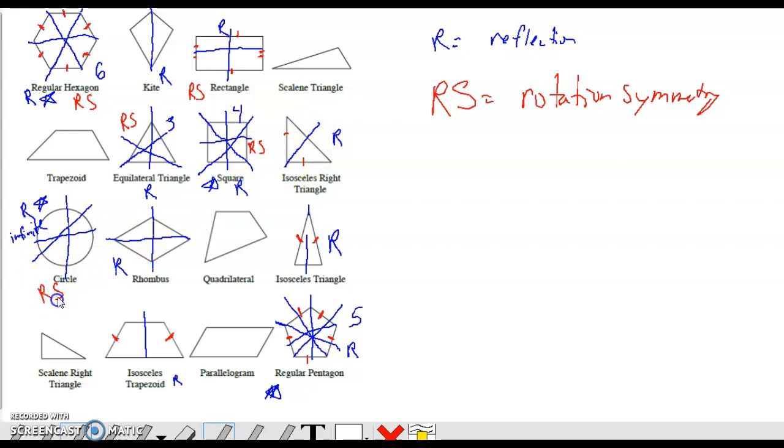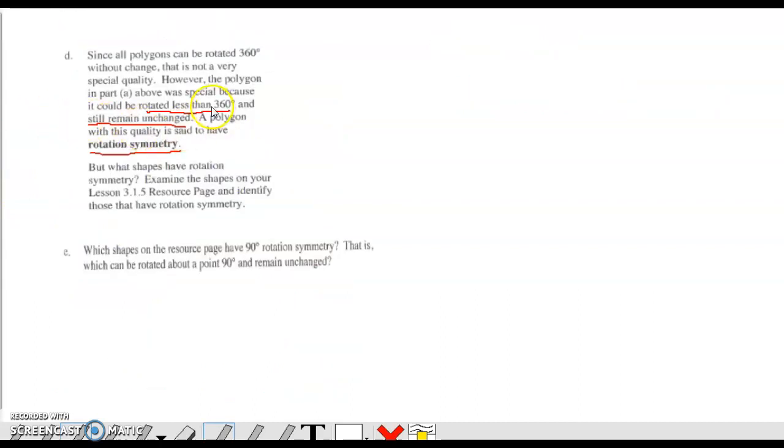Circle, absolutely. Rhombus, yes. Quadrilateral, no. Isosceles triangle, no. This one, no. Parallelogram, yes, it does have rotational symmetry. And last but not least, the regular pentagon also has rotational symmetry. So go ahead and make sure that you can see that it has rotational symmetry. You should have put your piece of paper in the middle and then rotated it, as long as, again, it's less than 360 degrees.